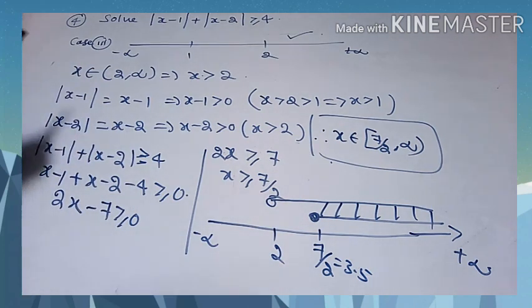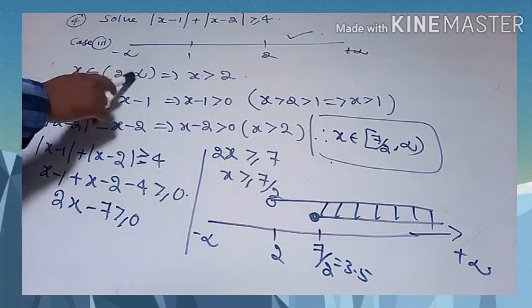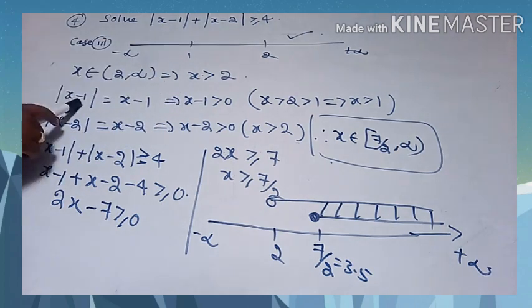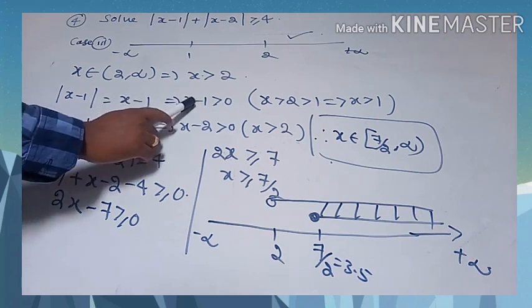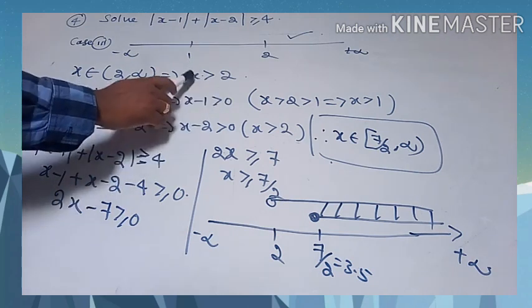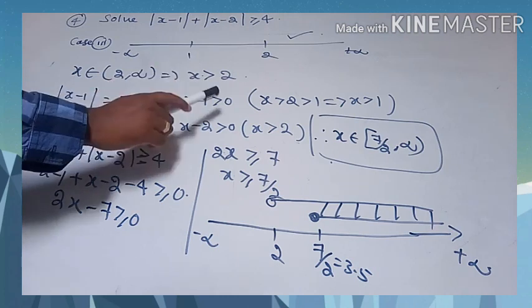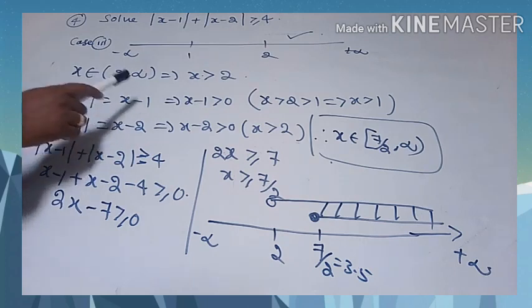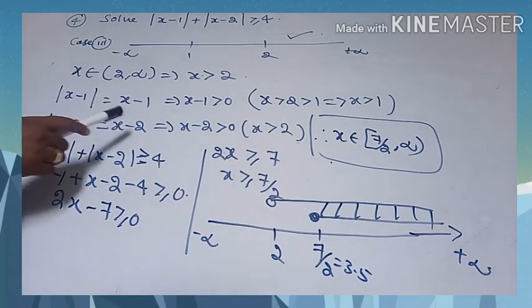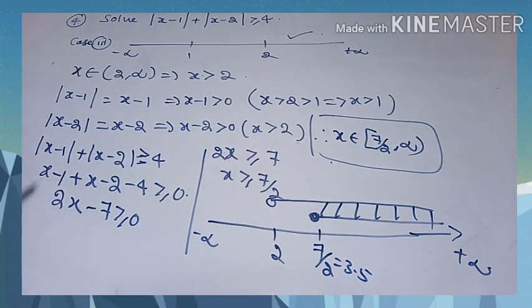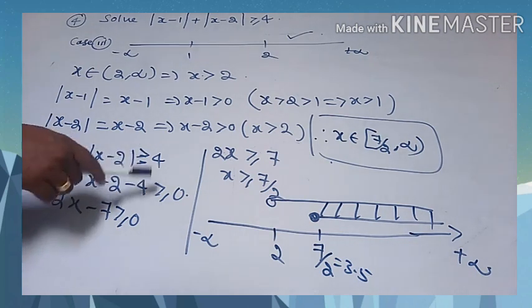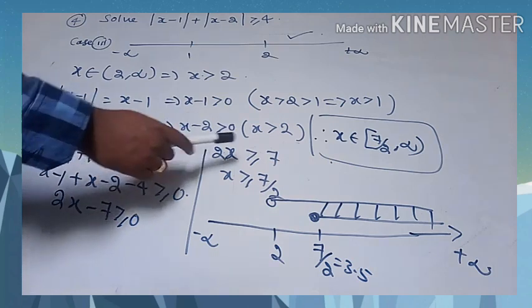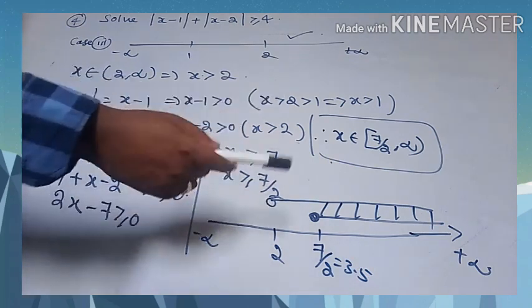In this case, when x belongs to 2 to infinity, that means when x is greater than 2, modulus of x minus 1 becomes x minus 1 only, because x minus 1 becomes positive. Why? We know that x greater than 2 means x is greater than 1, that means x minus 1 is positive, then modulus of x minus 1 becomes x minus 1 and modulus of x minus 2 becomes x minus 2. That means x minus 2 is positive. Now you see, my dear students, our problem, modulus of x minus 1 plus modulus of x minus 2 minus 4 becomes x minus 1 plus x minus 2 minus 4. By simplifying this, we have got x greater than or equal to 7 by 2. Now the common solution is 7 by 2 to infinity.